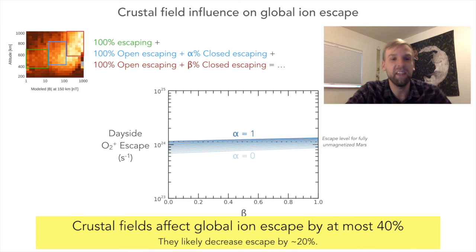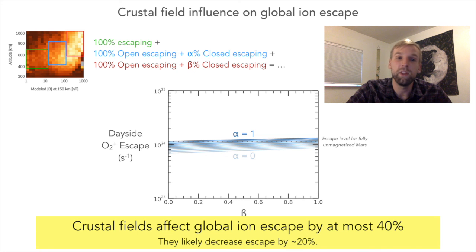So, one main thing we notice here is that the entire range of values that we calculate doesn't stray too far from this dotted line. At most, crustal fields are affecting global ion escape by 40% or so, and for most of the values represented here, they seem to be decreasing escape by about 20%, which is a number that's in line with previous modeling studies. Just as a note, I made the same calculation for O+, and though the escape rates are slightly different, the trend shown is the same as the one here.